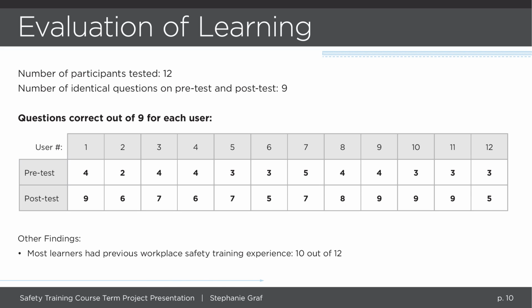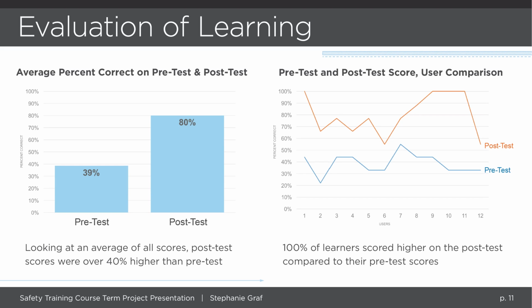Here are the results from the testing of my system. There were 12 participants and 9 identical questions on both the pre- and post-test. This table displays how many total questions each learner got correct on each test. Another finding was that 10 out of 12 learners already had previous workplace safety training experience. These two charts show the average percent correct on each test and a comparison of each learner's test scores.